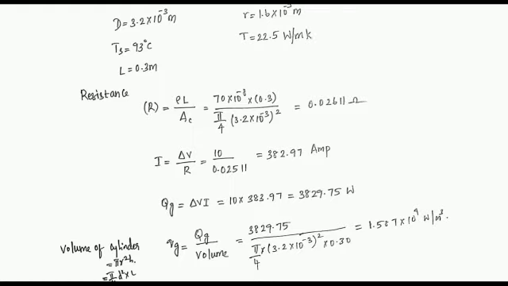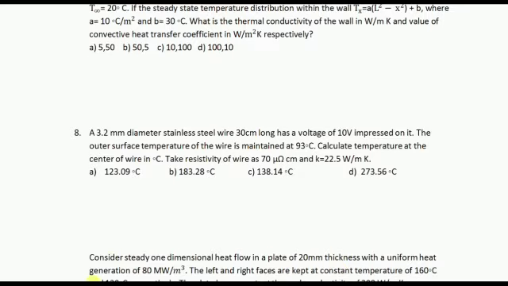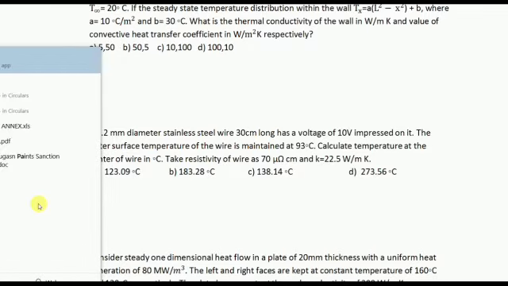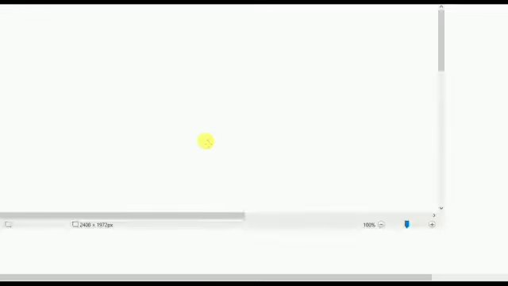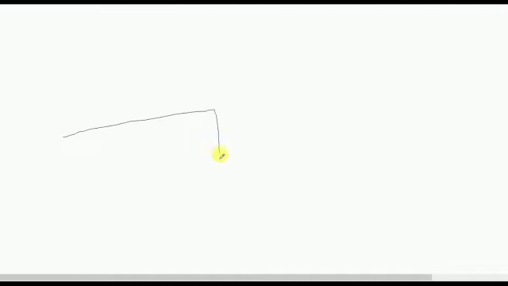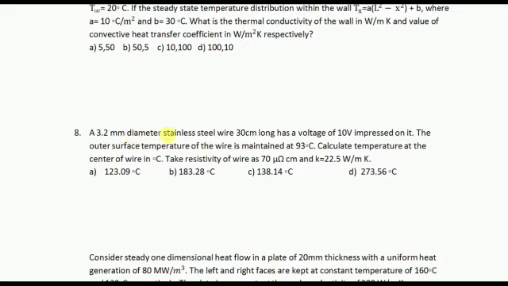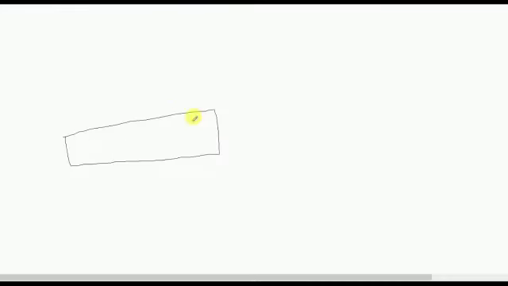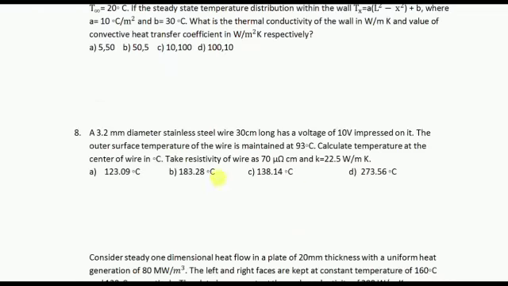Consider a wire which is given in the question to be 30 centimeter long, 3.2 mm in diameter, and 10 volt is impressed on it. The outer surface temperature of the wire is 93. That is, here the outer surface is 93 and it is 3.2 mm and the length is given, and calculate the temperature at the center of the wire.